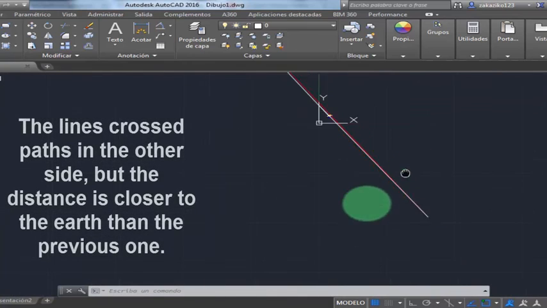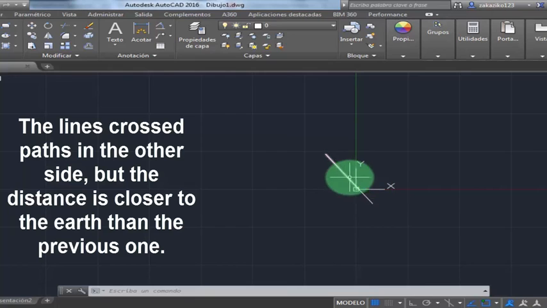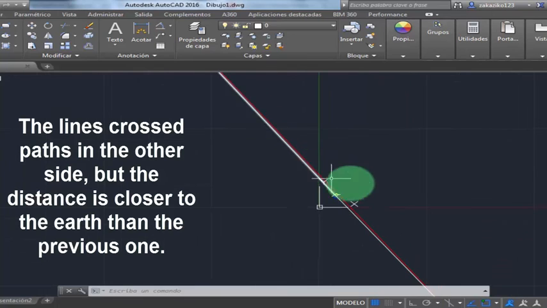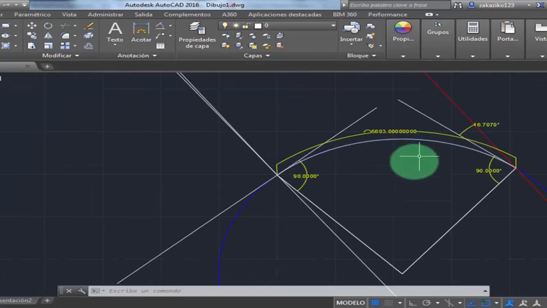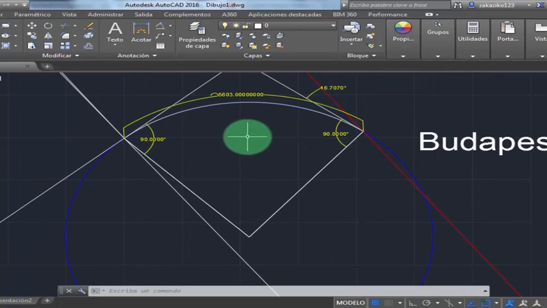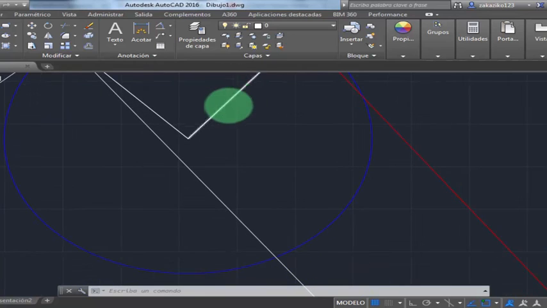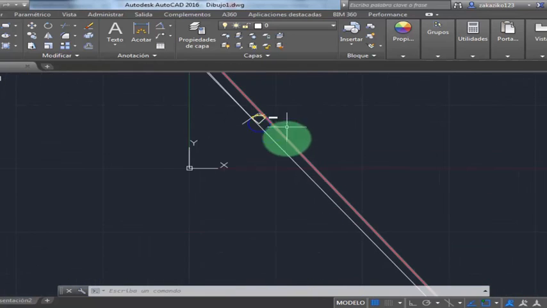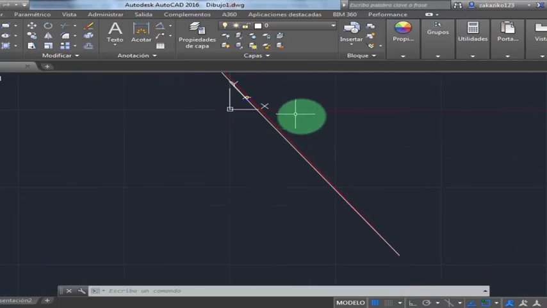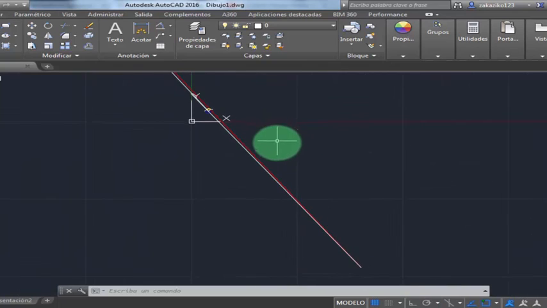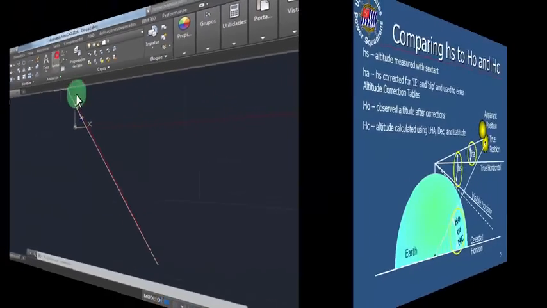Now check this out. The lines cross paths on the other side, but the distance is closer to the Earth than the previous one. And that's obvious, and I'm not even going to measure it this time. I really tried so hard to make this thing work, but in vain. Not because I don't know how to calculate distances. It's because their whole model is 100% wrong.